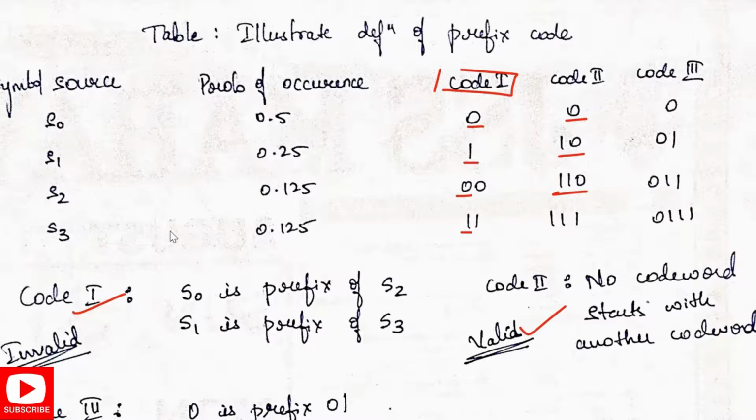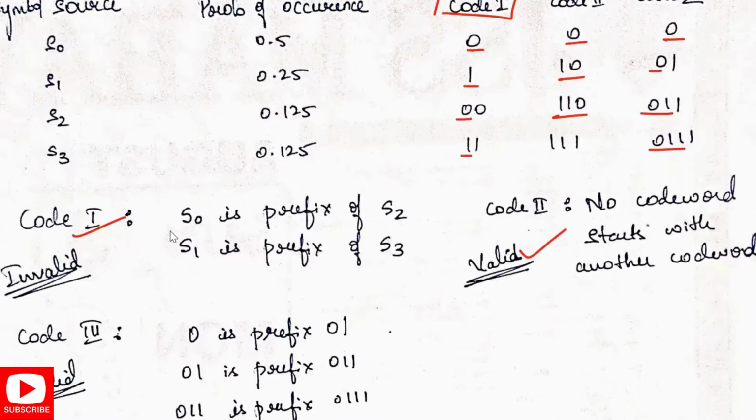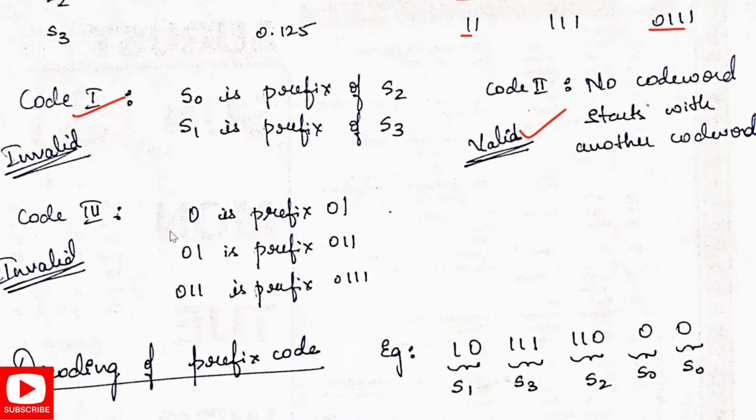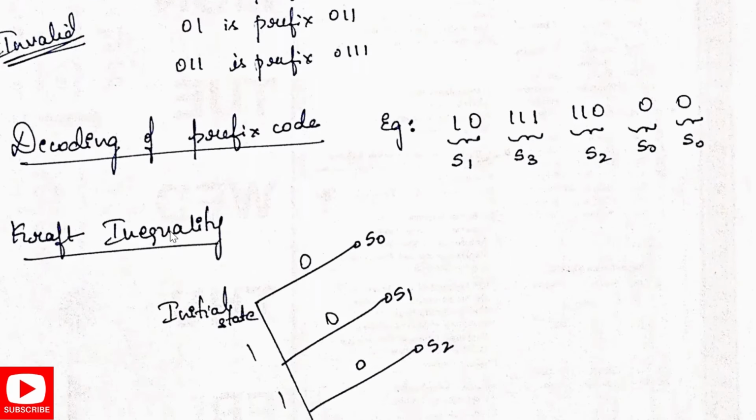Coming to the last one, you can observe here 0. Here again 0 is repeated. 0, 1; again here 0, 1 is repeated. 0, 1, 1; here also 0, 1, 1 is repeated. So the prefix is being repeated, so you can say this is invalid. The third one also is an invalid code.